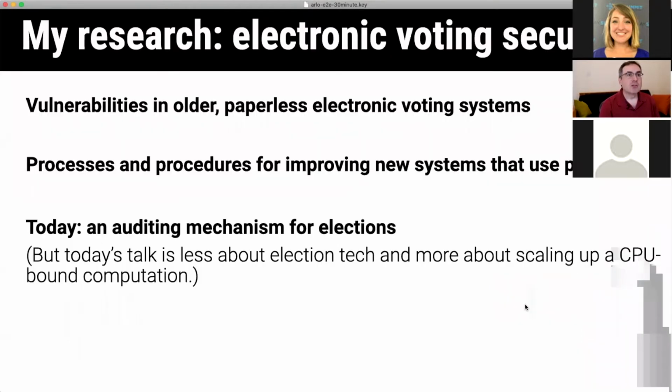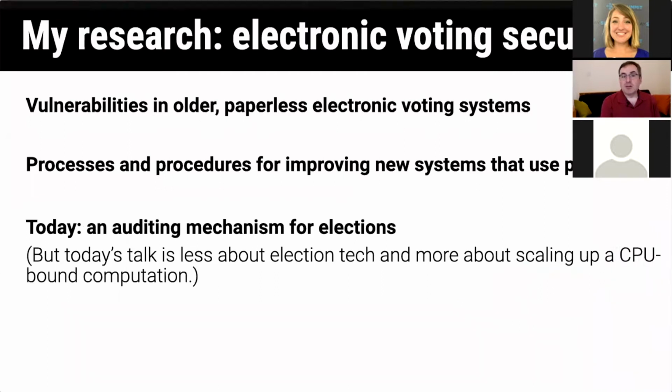Okay, so my research, I'm a professor. The research that I do normally is all about vulnerabilities in electronic voting systems and how to make newer voting systems more robust, more secure. And that often involves paper, but it also involves some technology too. So today what I'm going to be talking about is an auditing mechanism that you use after the election is over to convince yourself that you have the correct winner, which, as you might imagine, is a topical challenge.